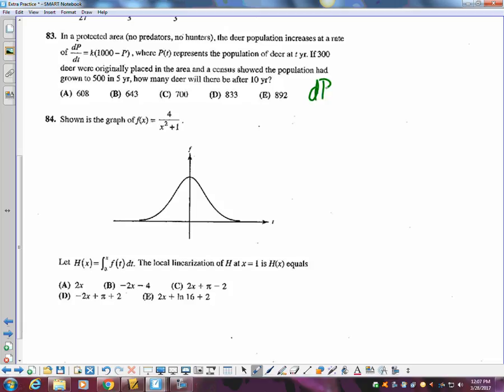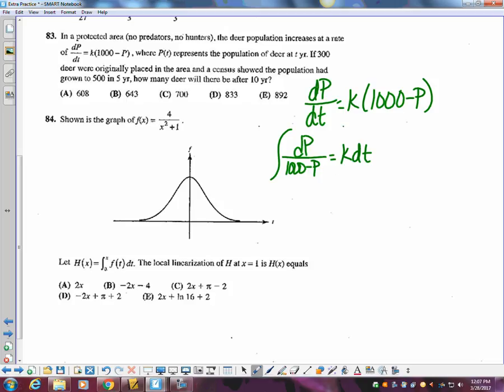Okay, so dP/dt equals k times 1,000 minus P. I'm going to separate my variables, so I'm going to divide by 1,000 minus P, and multiply by dt, and then I'm going to integrate. Now be careful. Normally we can do this real quick, but our u is 1,000 minus P, so my u prime is a -1. Normally it's just a 1, but this one's a -1.